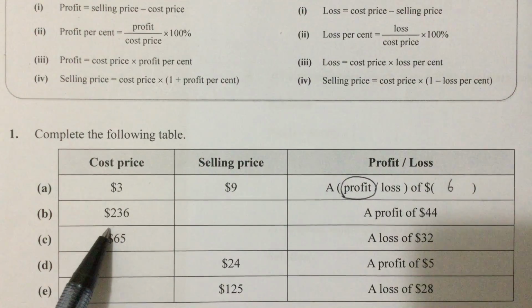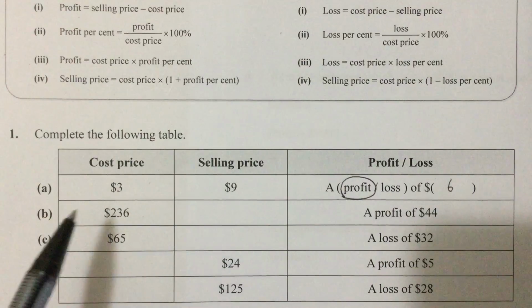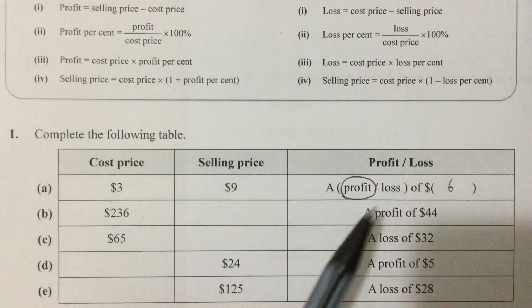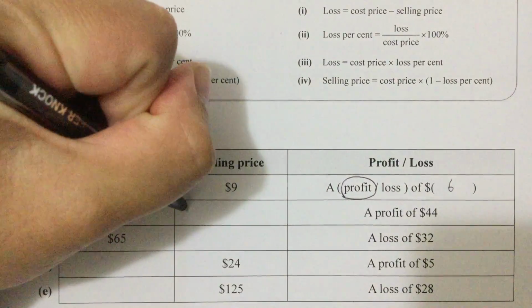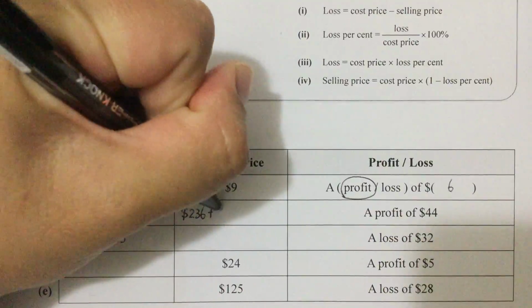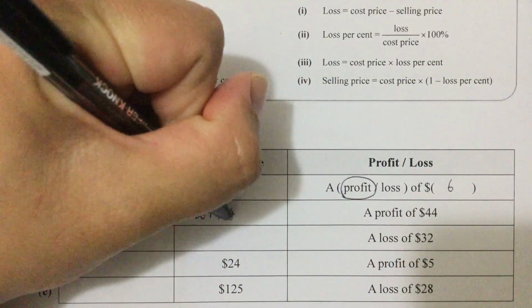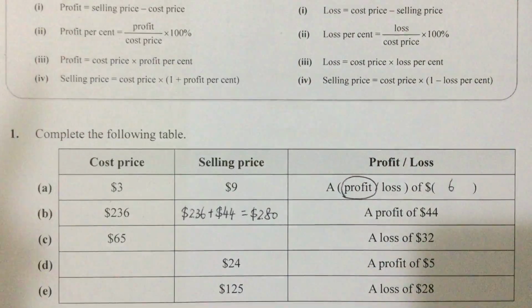Okay, now look at this. Because this is 236 and you got a profit, that means the selling price must be greater than this one. And you will add the profit to the cost price. So here the answer is 236 plus 44. So the answer you get is 280.